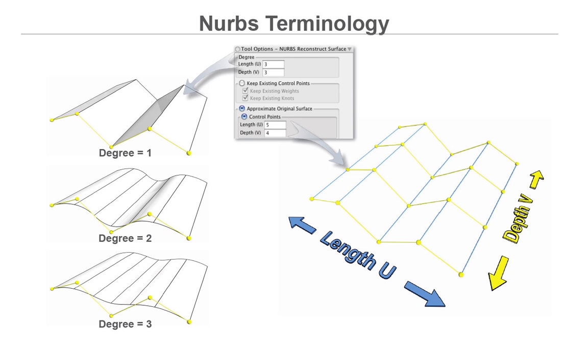The second parameter at the bottom determines the actual number of control points on the surface. The value for the length, or U direction, determines how many control points are placed along the length of the NURBS surface, and are always shown in blue. The value in the depth, or V direction, determines how many control lines are placed along the depth of the surface, and these are displayed in yellow.